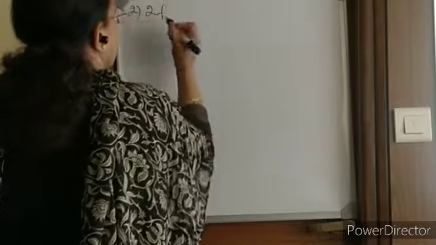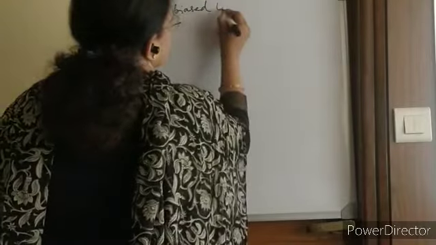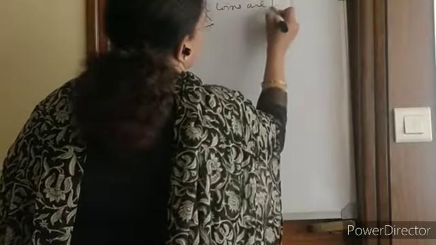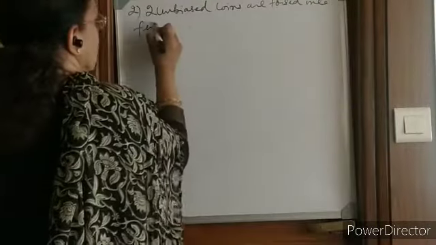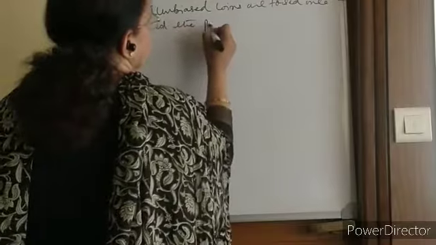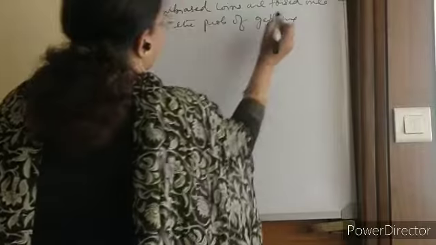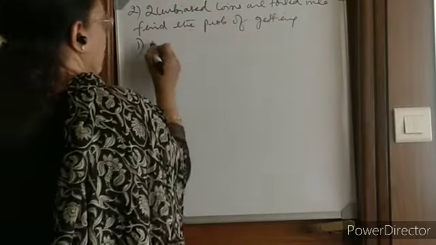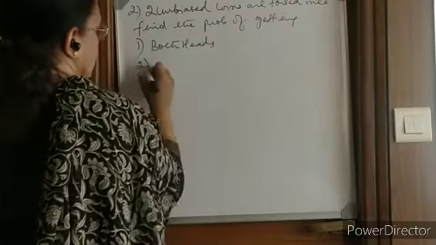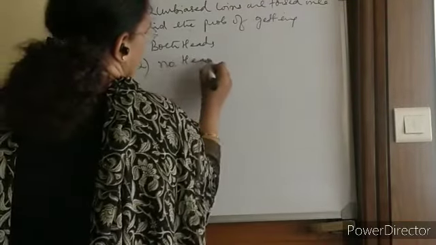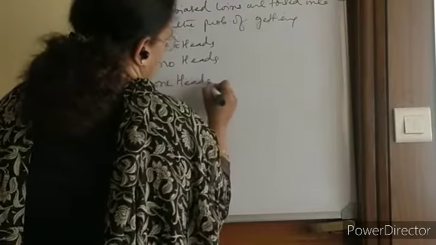Two fair coins, or you say two unbiased coins, are tossed once. Find the probability of getting: so now you can have both heads. Second one, no heads. Third one, one head and one tail.